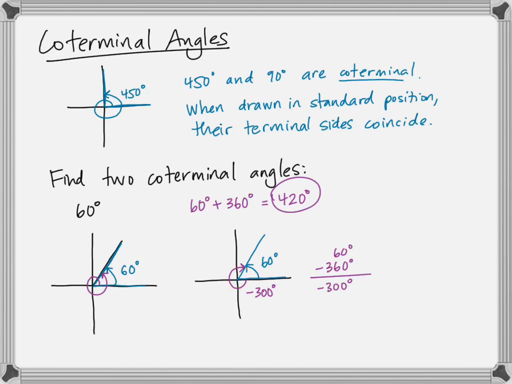All right, so essentially the way you're going to find coterminal angles, you're just going to add or subtract a full revolution, 360 degrees. And you could do this repeatedly. You could add 360 degrees 7 times, and you're going to end up in the same place. It's going to give you a coterminal angle. All right, so let's do another example of that.